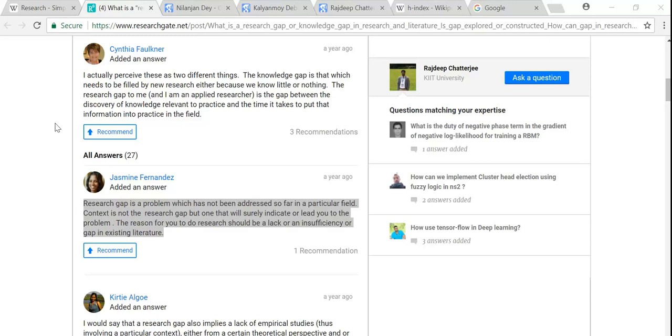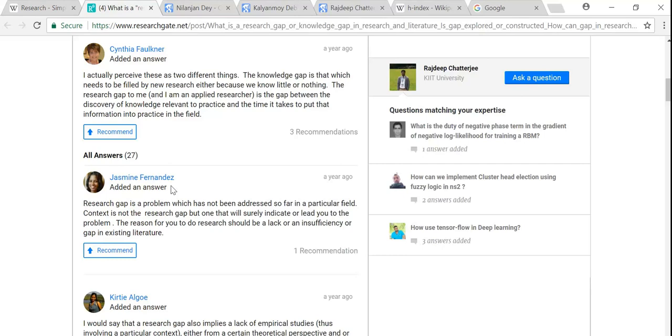If you see at least two users' answers, you can get a sense of what a research gap is. One user said that a knowledge gap is something which needs to be filled by new research, either because we know little or nothing. I find this very appropriate and compact. Another user said that a research gap is a problem which has not been addressed so far in a particular field. This is again very appropriate.